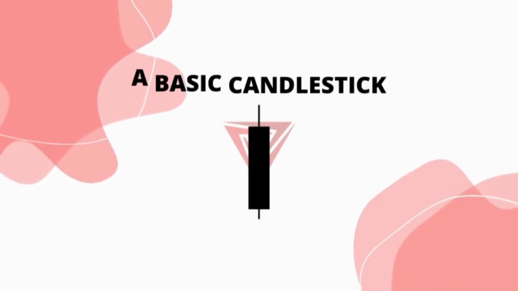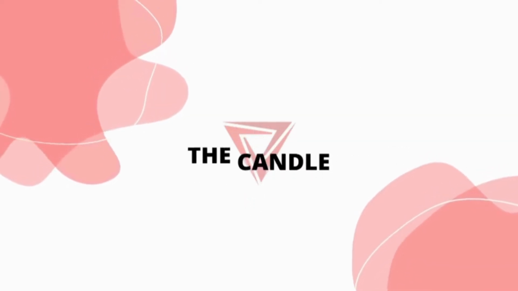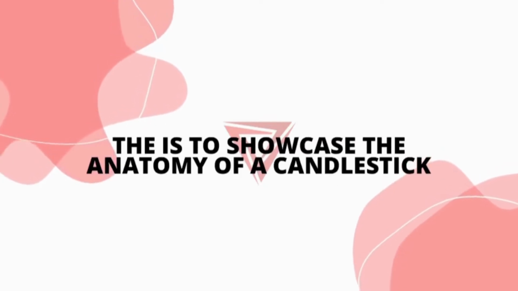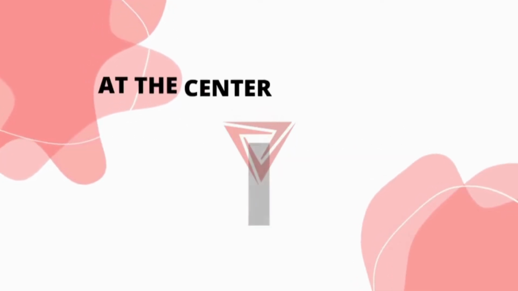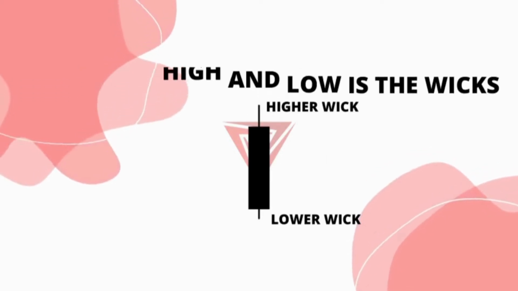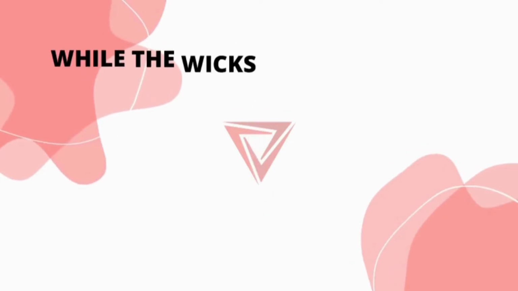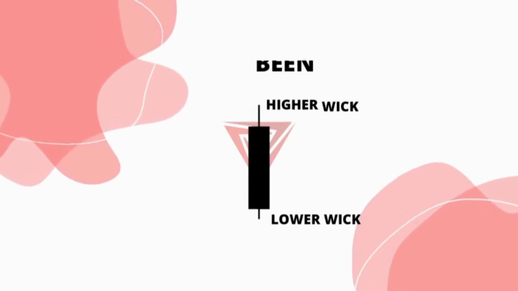A basic candlestick. A basic candlestick looks like this. Ignoring the color of the candle, this is to showcase the anatomy of a candlestick. At the center is the body, and at the high and low is the wicks. The body is where price has been confirmed, while the wicks are where price has been.